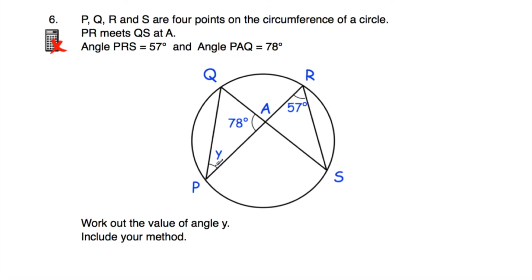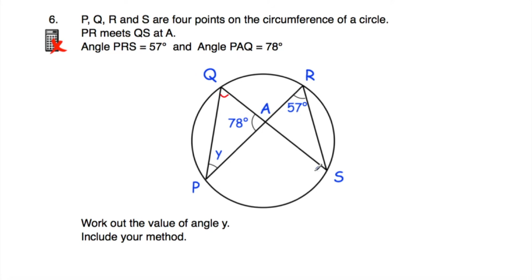So we want to find the size of this angle and to include our method. Now to find the size of this angle, there's probably different approaches we could use here. But what I'm going to do is first of all start by finding the size of this angle up here. This angle AQP or SQP, whatever you want to call it, this angle at the top here.